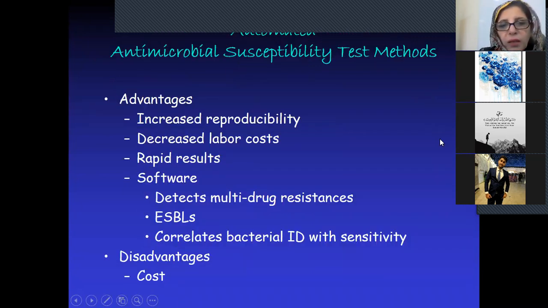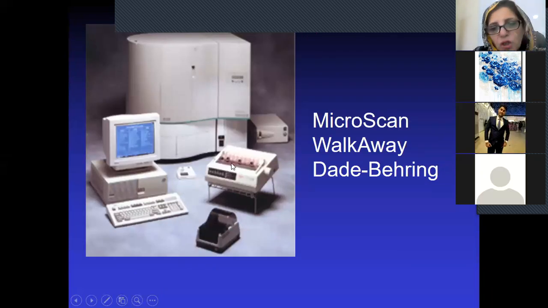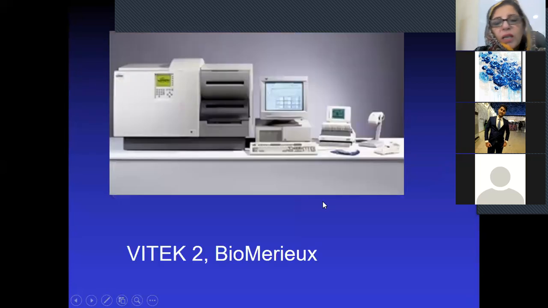What are the advantages? And the third most important is the automated antimicrobial susceptibility testing method. I'm just giving you this so that you have an idea. We can use these machines also to carry out the antibiotic susceptibility testing. And the advantage is that it is easier and it's going to be reproducible as well.